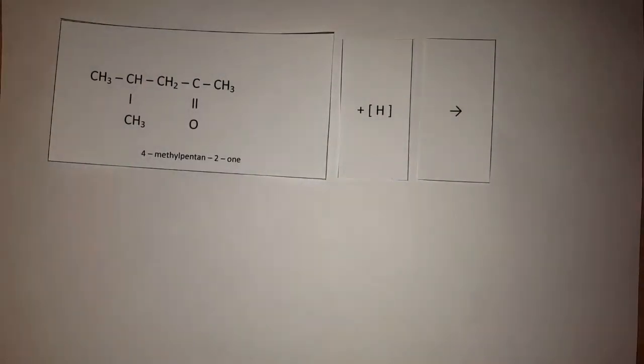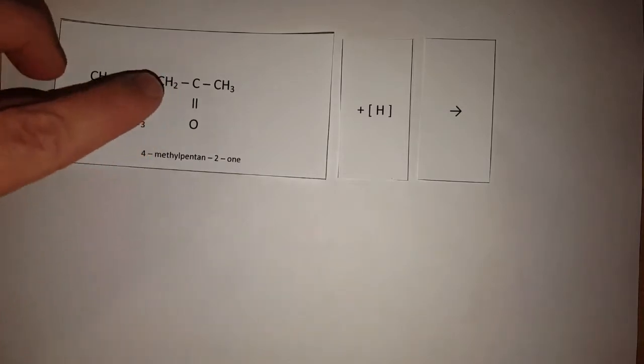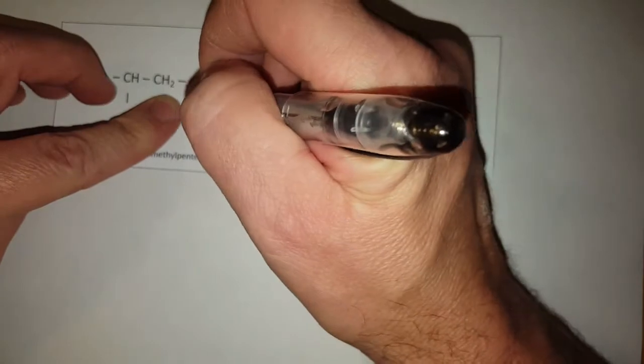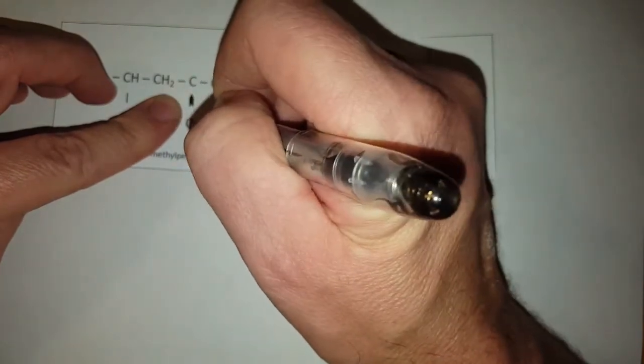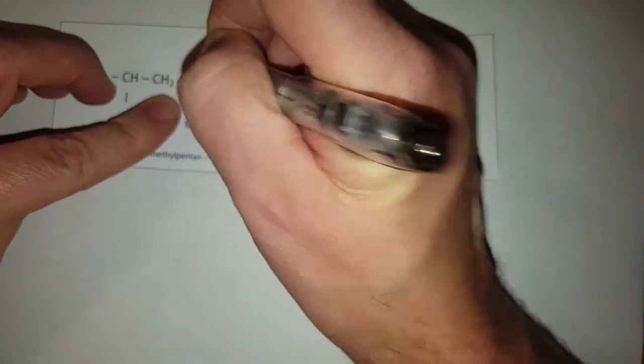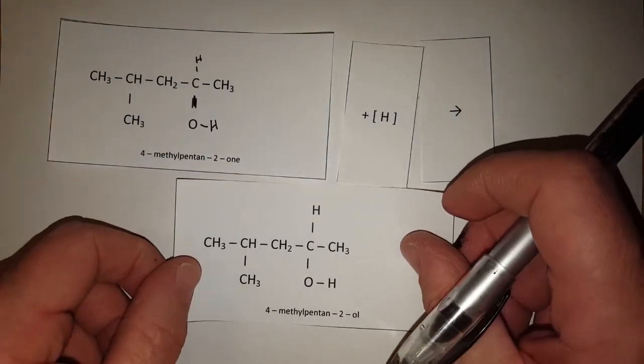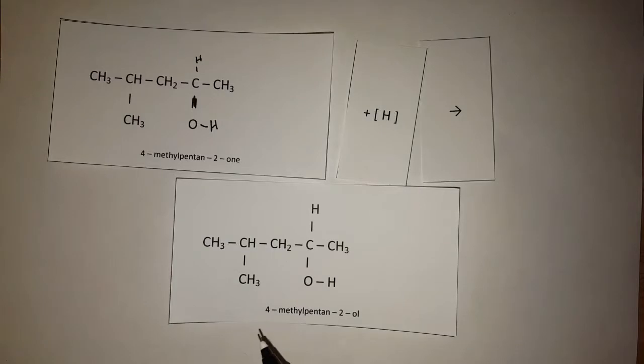So since it would give me a secondary alcohol, remember reduction, the double bond is going to be broken. So I'm going to have a single bond, and I'm going to have a hydrogen and a hydrogen. I increase my number of bonds to hydrogen, decrease my number of bonds to oxygen. And so we'll get this as our product.